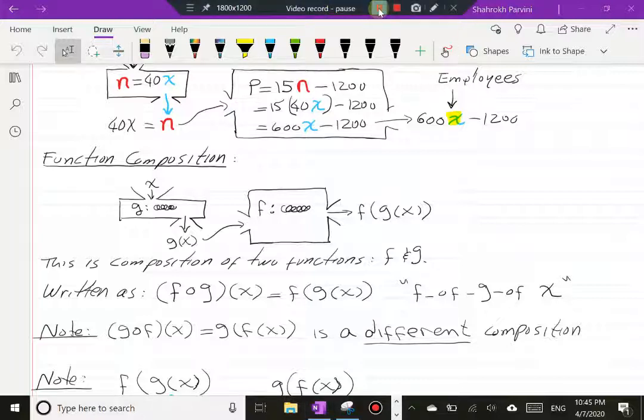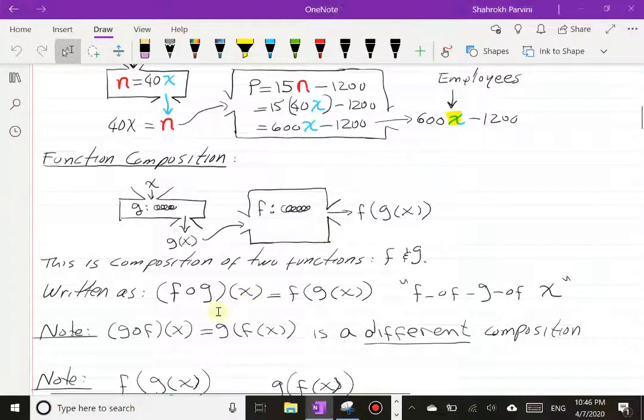Okay? And the way we read this is f of g of x. That's how it's written, that's how it's read. So it's written as f parentheses g parentheses x close paren, and we read it as f of g of x. So function composition is nothing but linking different functions together or chaining them together.